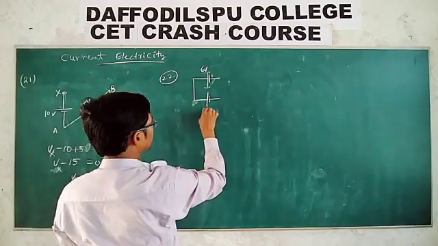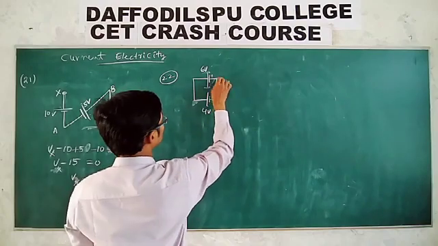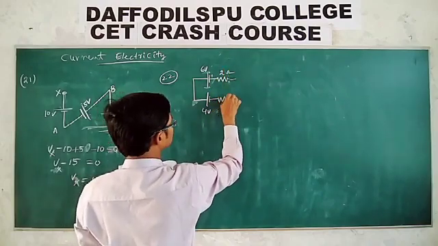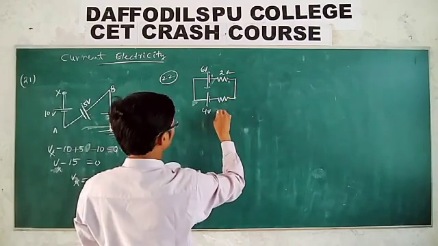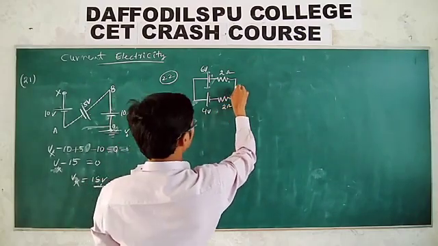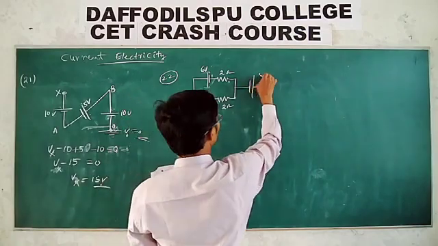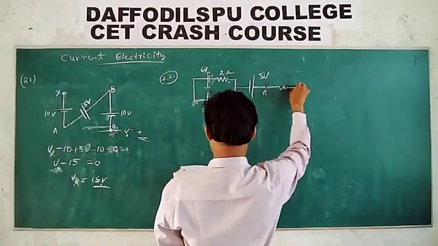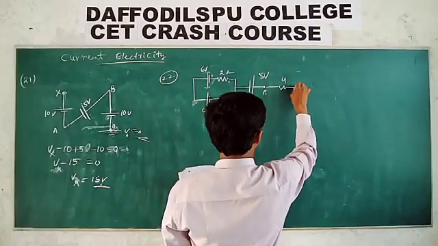Here 6 volt and here it is 4 volt. Here 2 ohm resistor, and this is also 2 ohm. Here 5 volt. Here A and 4. Here B.